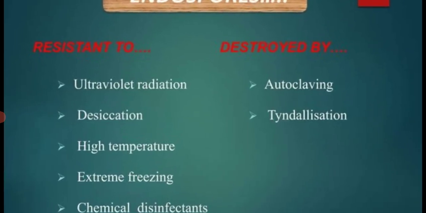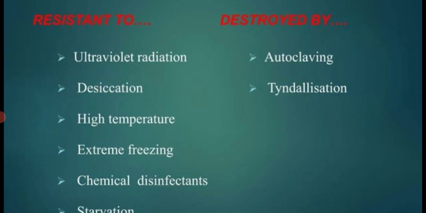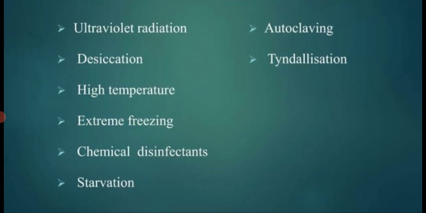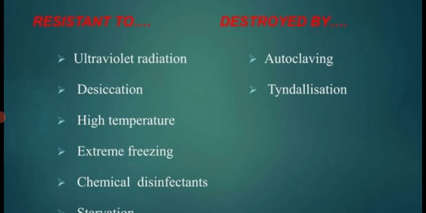Endospores are resistant to UV radiation, osmosis, desiccation, high temperature, low temperature, chemical disinfectants, and at the time of starvation. They are resistant to these conditions, but they are destroyed by autoclaving and sterilization.